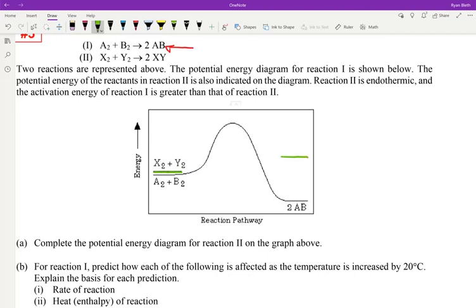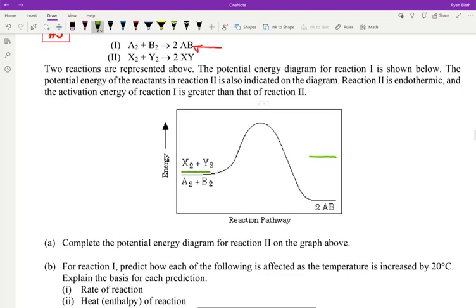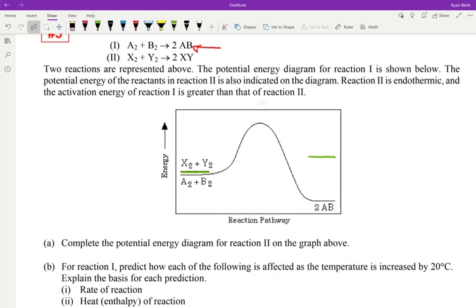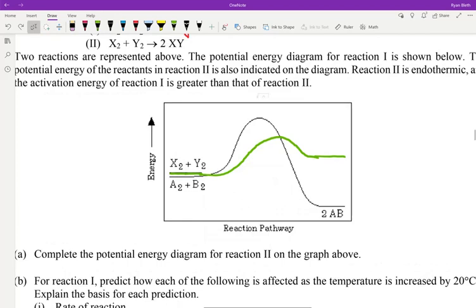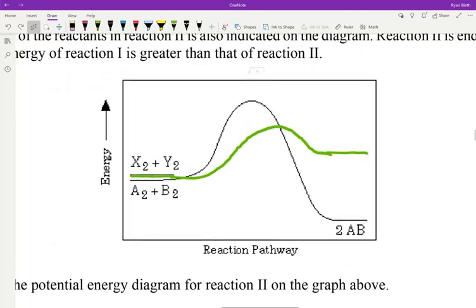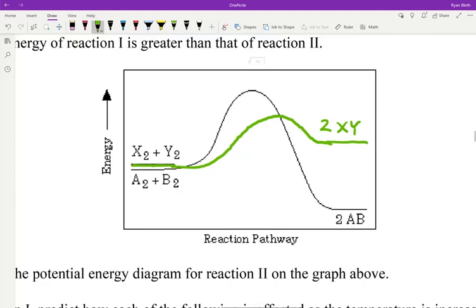And then it also mentions that reaction 2 and reaction 1 have different activation energies. In fact, the activation energy of reaction 1 is greater than that of 2. So the activation energy for my reaction can't go up as high as that first one. Maybe something just like that. And so the activation energy of that second curve is less than it was for the first one, and yet it's still showing an endothermic reaction. So we end up here. It's not lining up very well when I draw. But if I were to label that, this would be 2XY, just to finish the way that they labeled that first one.